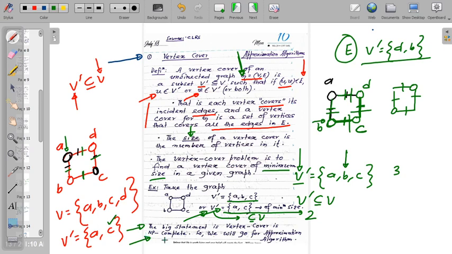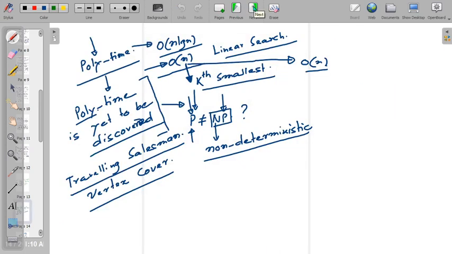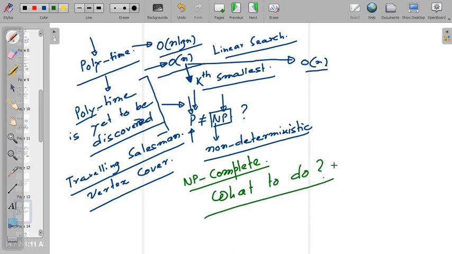This is already proved NP complete. With this proposition, we proceed on the basis that vertex cover is NP complete. Then if some problem is NP complete, the question comes: what to do in this scenario?